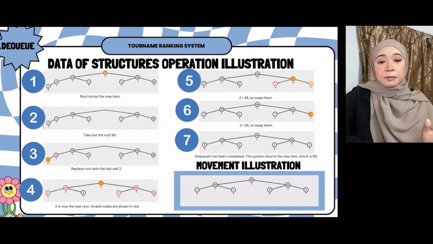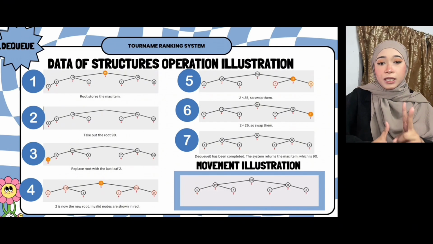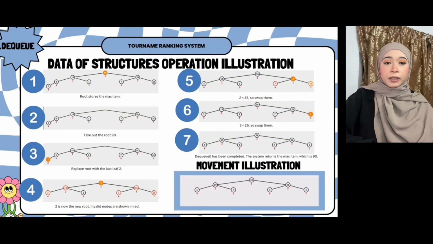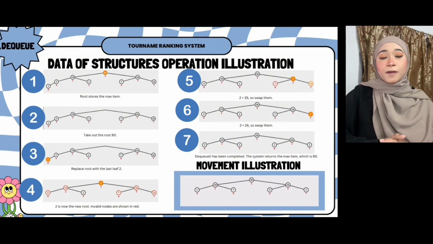So step number 5. Okay, in this step, number 2 is compared with its child 35. Since number 2 is smaller, we will swap them. The movement of number 2 down and 35 up is shown with arrows illustrating how the structure begins to restore order.